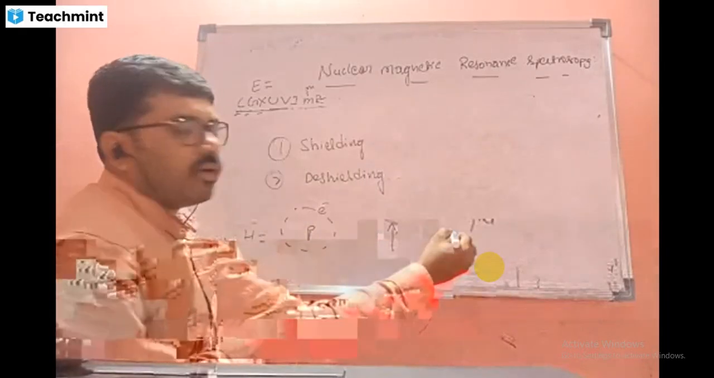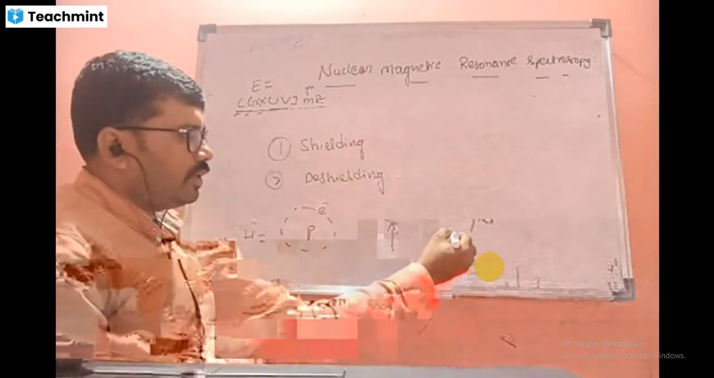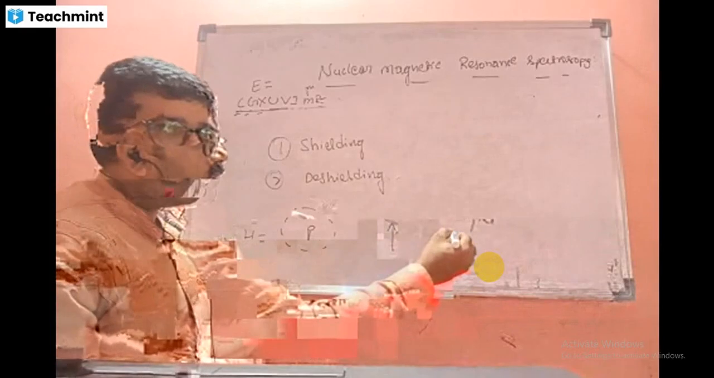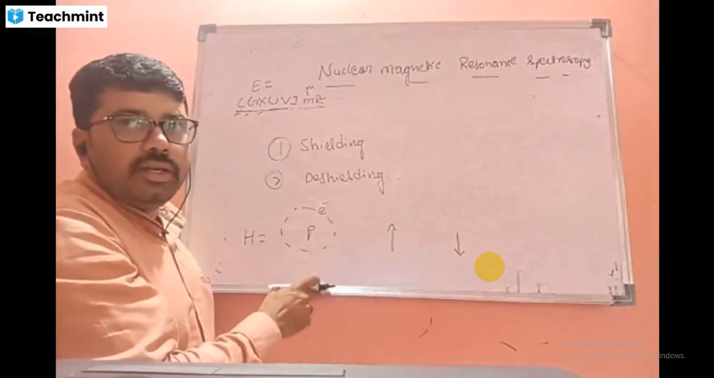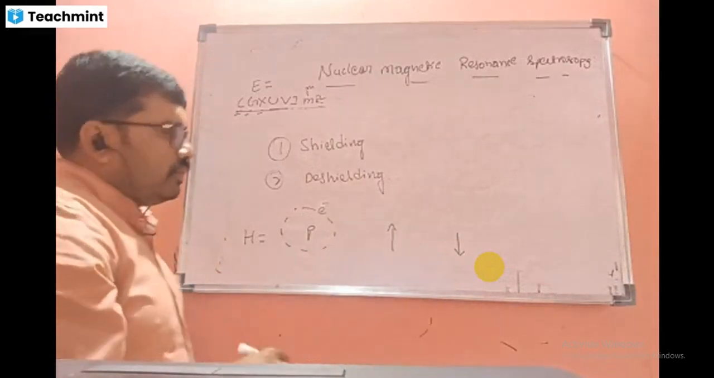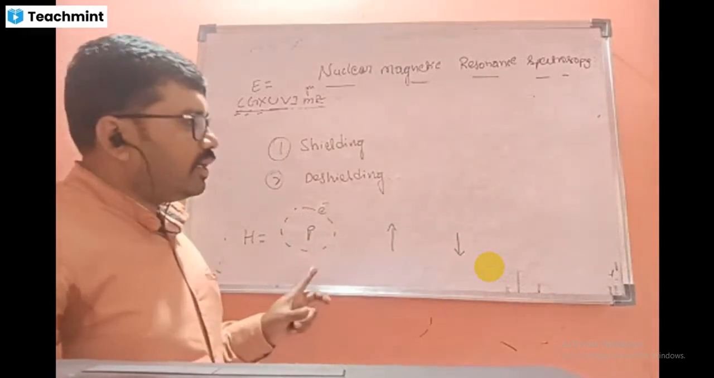If the proton itself generates a field, it opposes the magnet. In the presence of a magnetic field, the proton itself generates a field. One is aligned with the magnetic field and one is opposite. Okay? Next, what is the shielding effect?